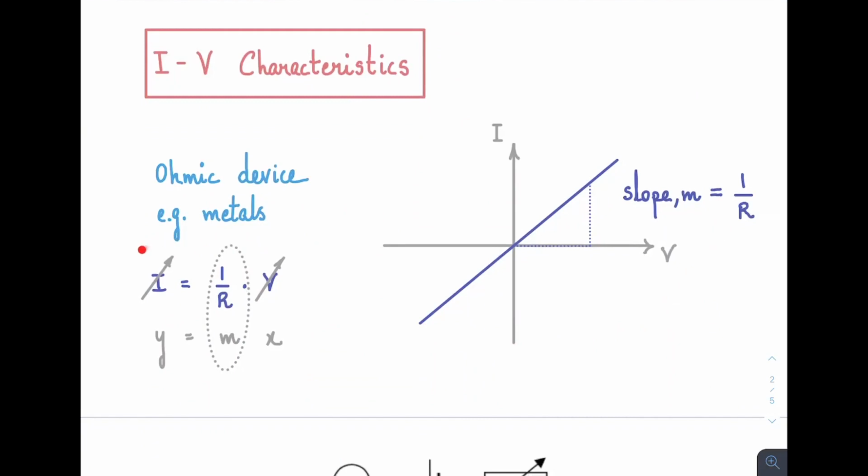So from here, we can see that if we rearrange the equation V equals IR with the current as subject, then we get I equals 1 on R times V. So if we plot the current on the y-axis and the voltage on the x-axis, then we end up with a gradient equivalent to the reciprocal of the resistance. So this is the graph for ohmic devices such as metals.